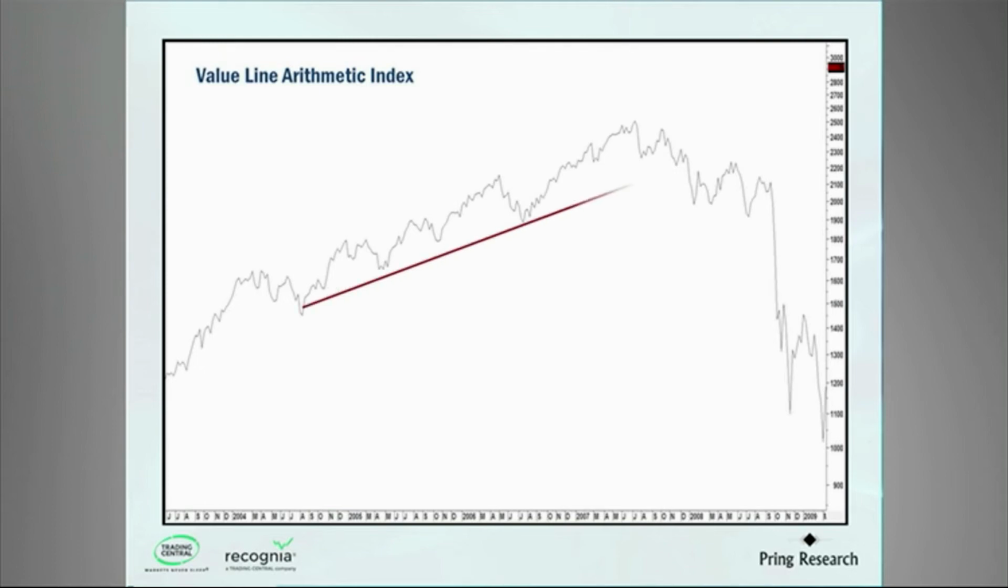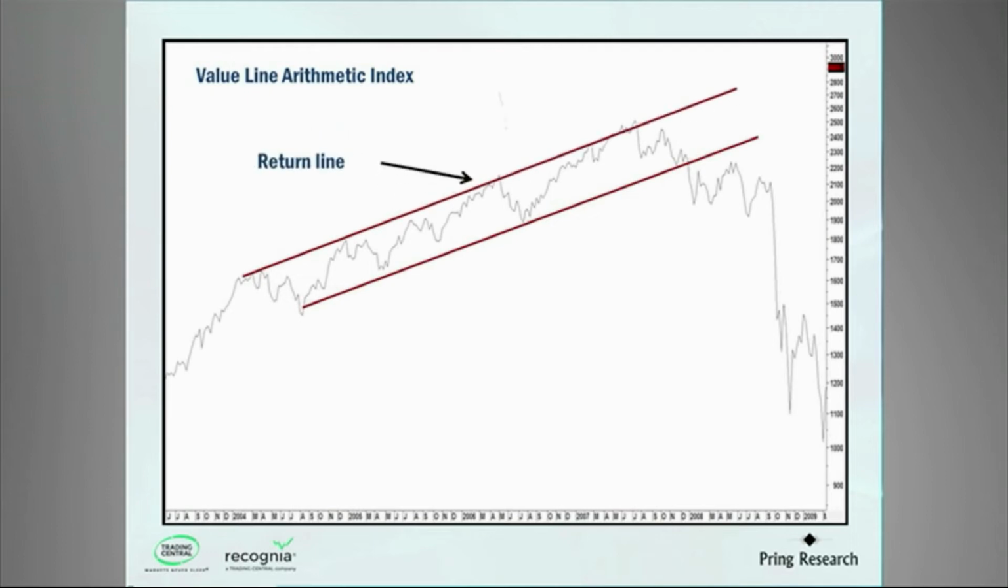You can see such an example with the value line arithmetic index in this chart. Here's the basic uptrend line, then the return line. Note how the exhaustion move is not only followed by a decline to the trend line, but eventually well beyond it.